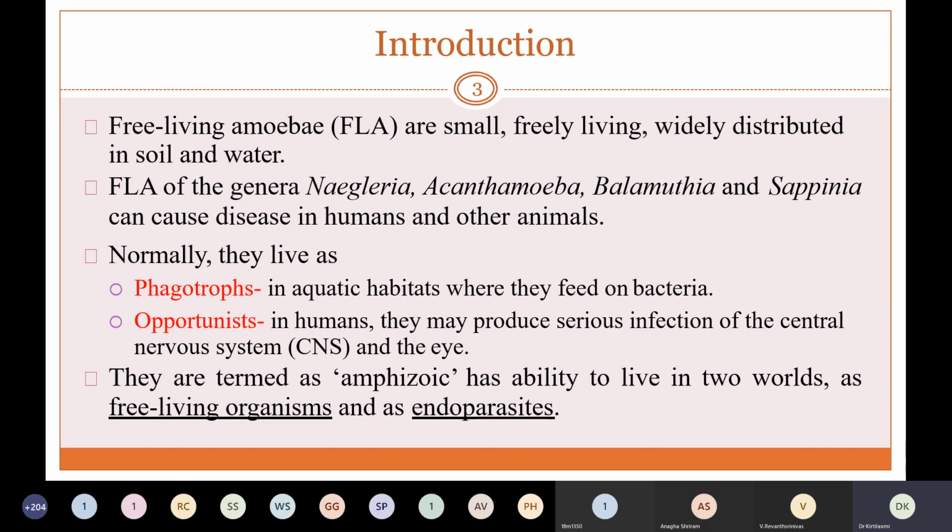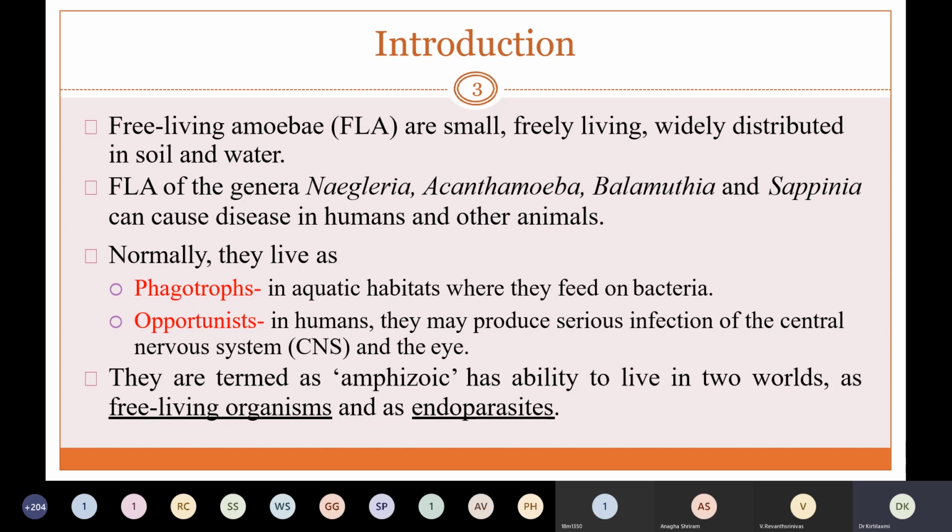These three species are the ones which cause human infections, and normally they live in two different phases, that is phagotrophs and opportunists. So what are phagotrophs? Phagotrophs live in aquatic habitats and feed on bacteria. It is their natural habitat where they are not causing any disease. When they infect humans, they are known as opportunists. Here they may produce serious infection of the central nervous system and the eye.